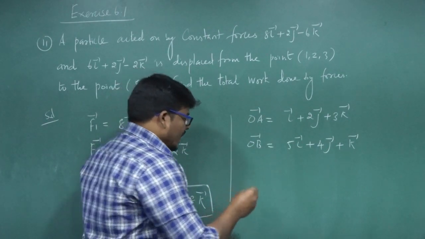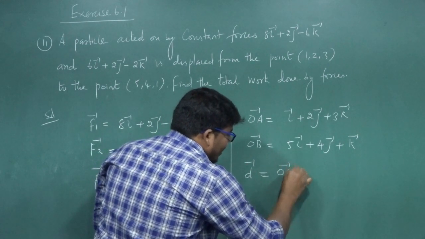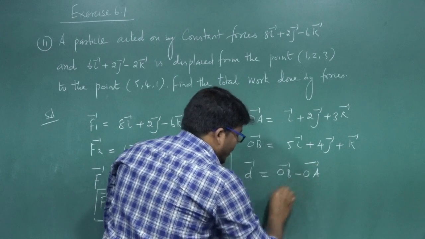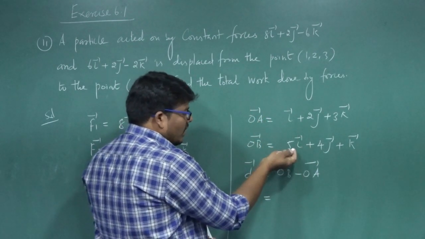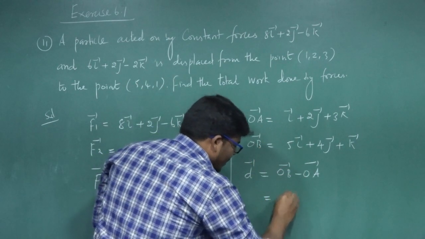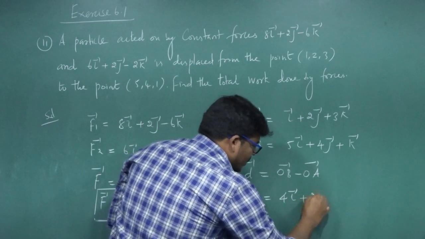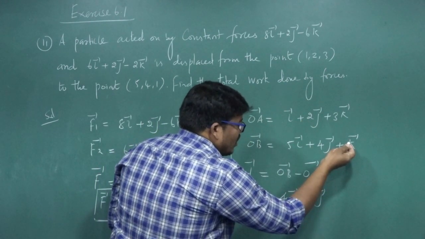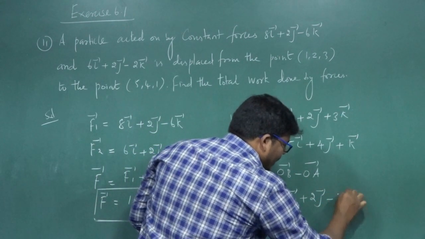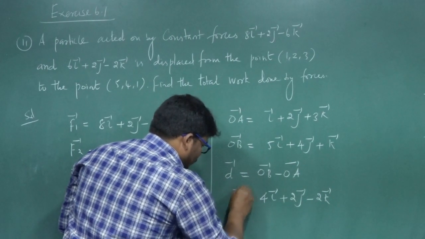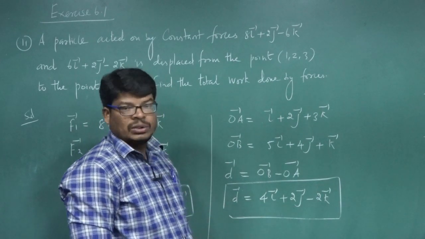Now find the displacement d vector, which is OB vector minus OA vector. Subtract the two vectors. 5i minus i is 4i vector. Next, 4 minus 2 is plus 2j vector. Next, 1 minus 3 is minus 2, so minus 2k vector. This d vector is 4i plus 2j minus 2k.